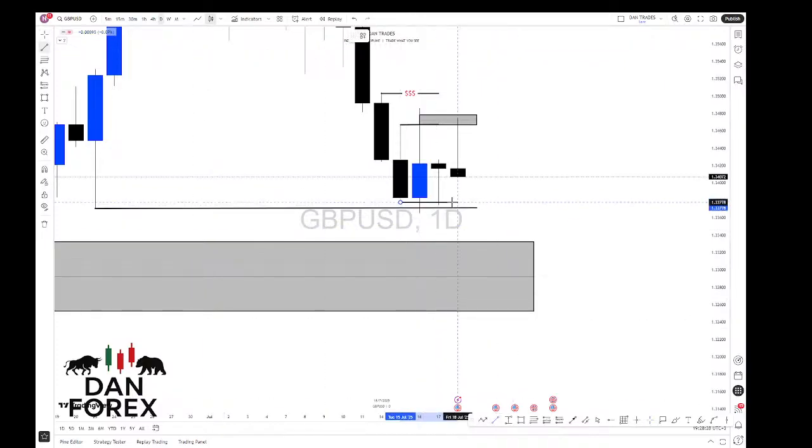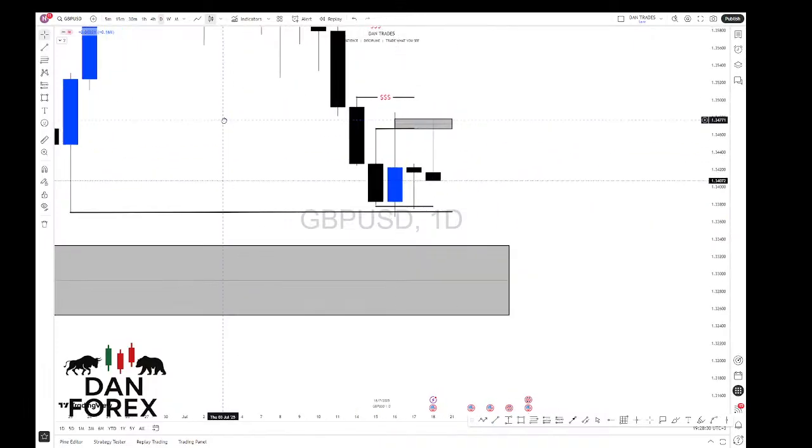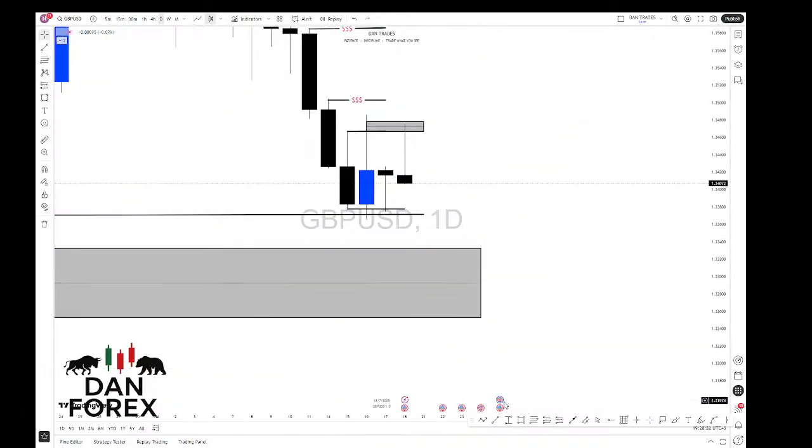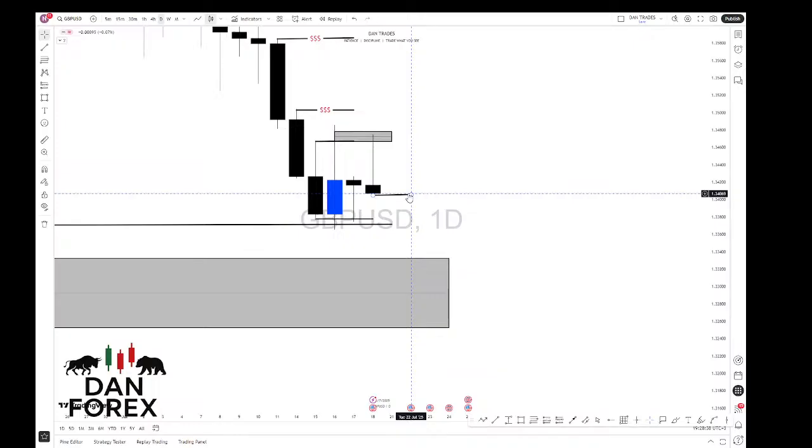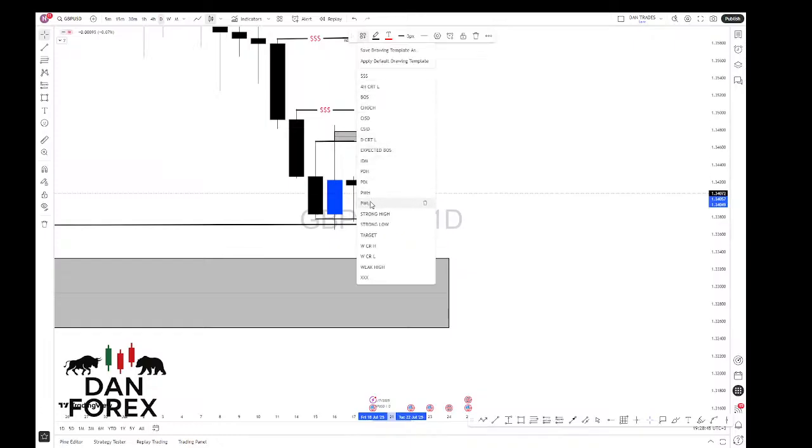And remember, this is also a sweep of that low. So the only place remaining with liquidity is the Friday low. I'll be marking the Friday low as my previous day low, and the Friday high as my previous day high. I mean the previous day, not previous week.